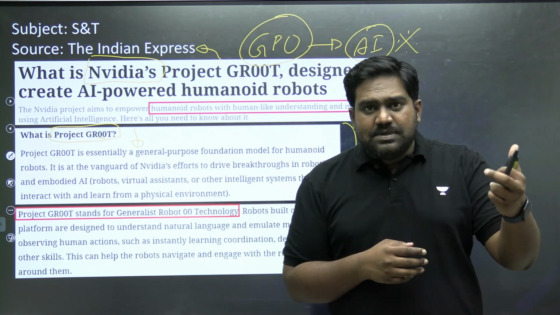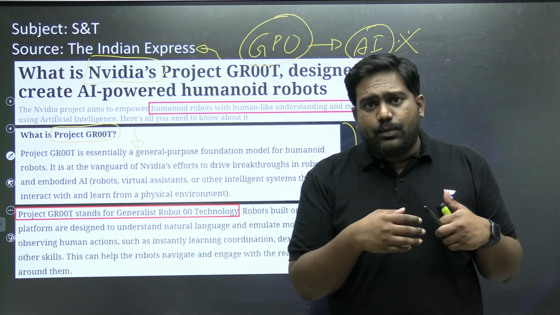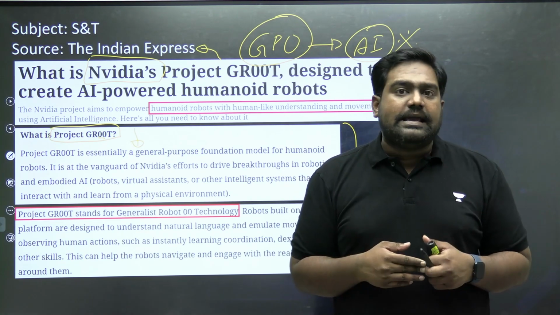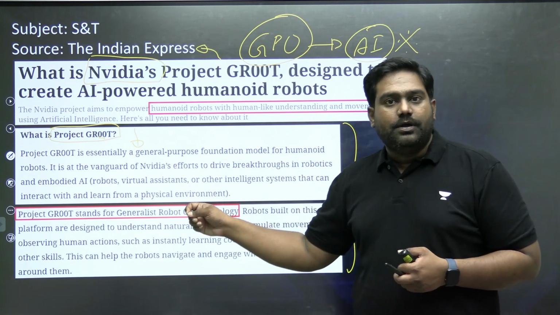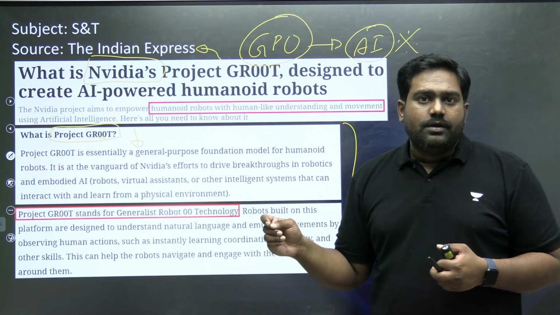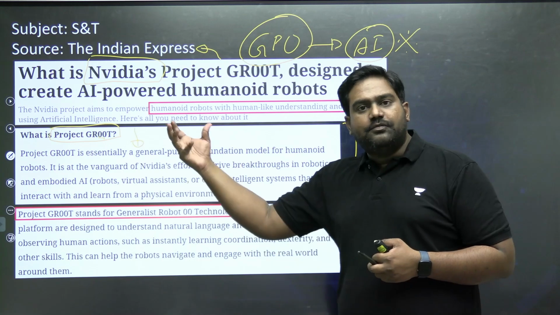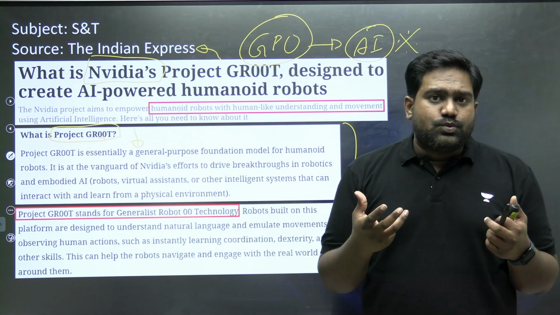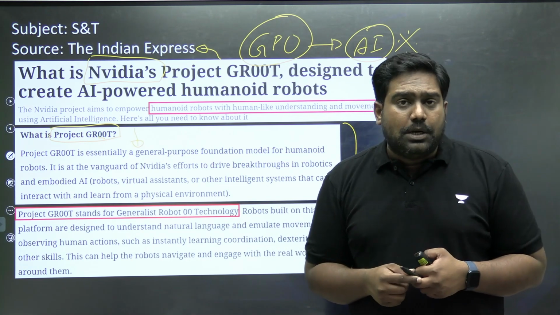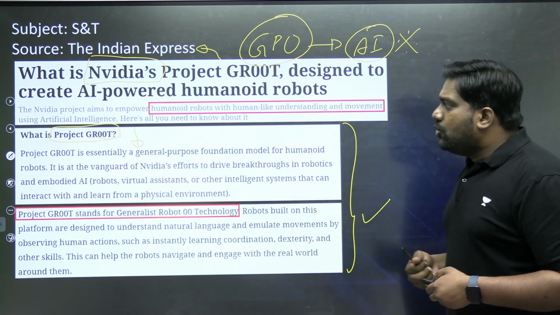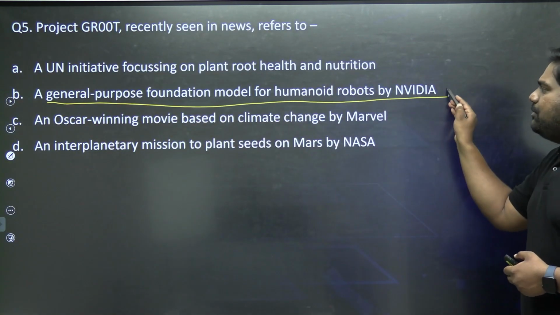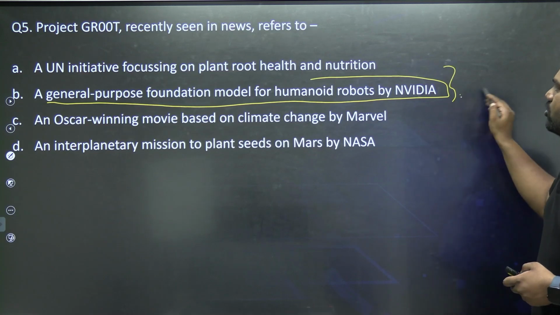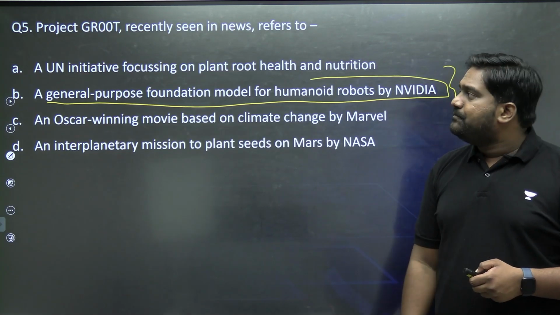So it can listen to humans as well, how they speak, learn the language, and mimic human-like activity. So essentially, job skills can be taught to such a humanoid robot. That is the end game of this project, and it's one of the most exciting projects in the world of AI. So the correct answer here is option B. It's a general purpose foundation model for humanoid robots by NVIDIA.